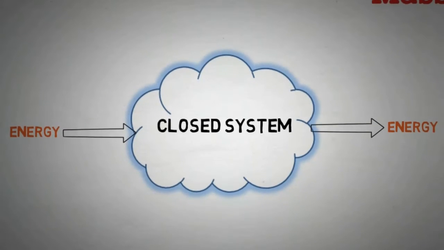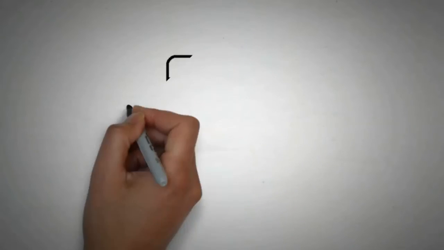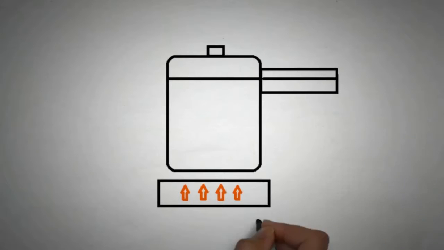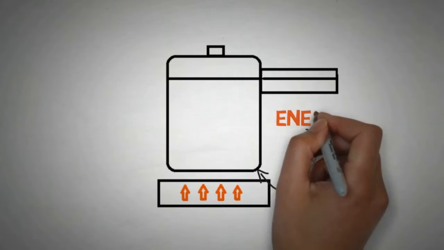In closed system the mass remains constant, therefore it is known as controlled mass system. Cooking of food in a pressure cooker is a good example of closed system.